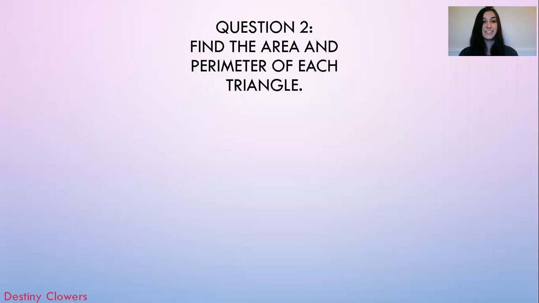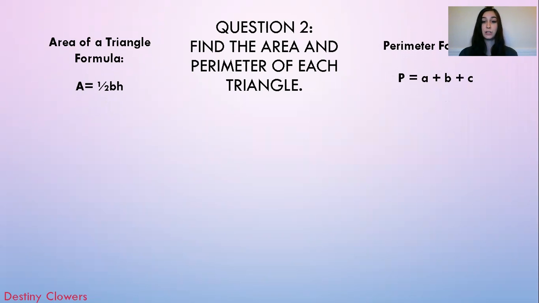Now moving on to question 2. This question asks us to find the area and the perimeter of each triangle that we're going to look at in this problem. So in order to do that, we've got to know the area of a triangle formula, which is area equals 1/2 times base times height. And we're also going to need to know the perimeter formula, which is perimeter equals a plus b plus c. And these right here are just the side lengths, the outside of the triangle. So let's take a look at our first triangle.